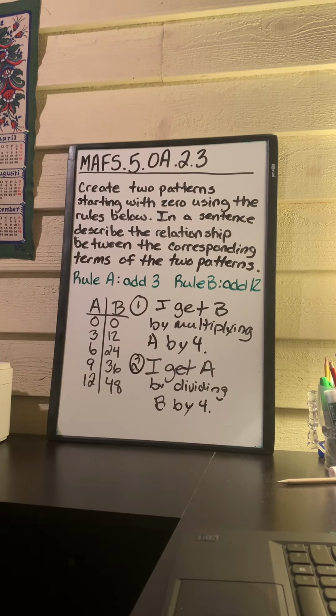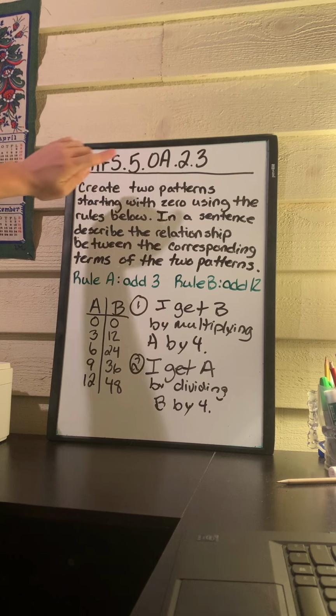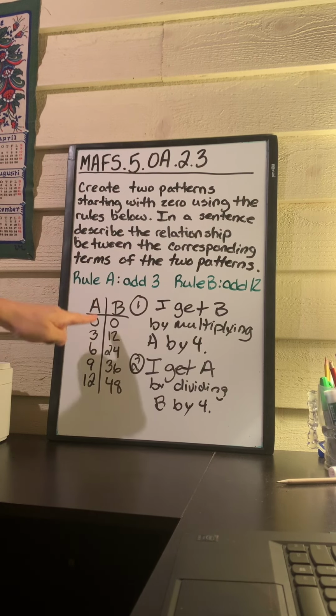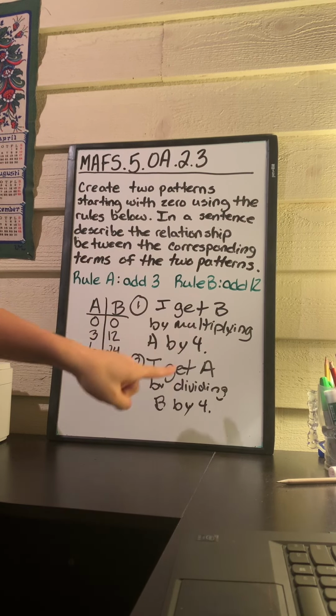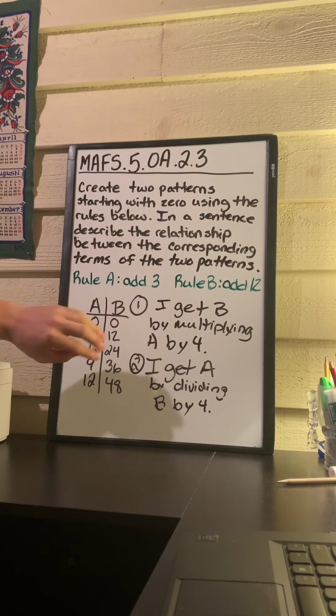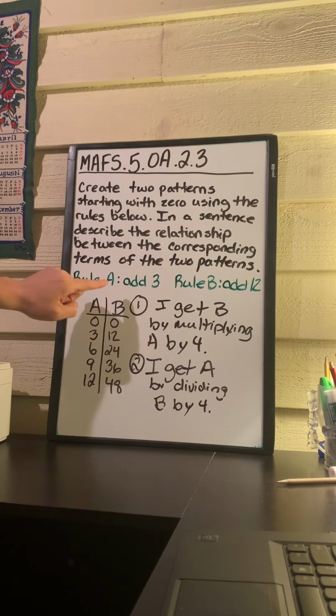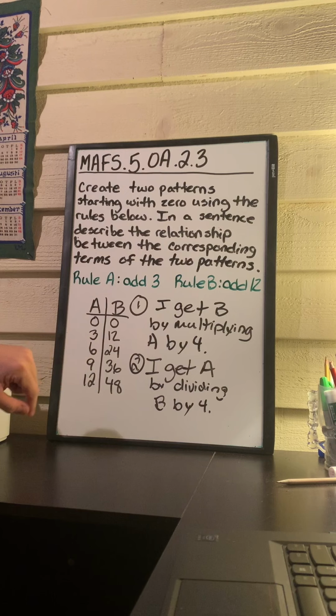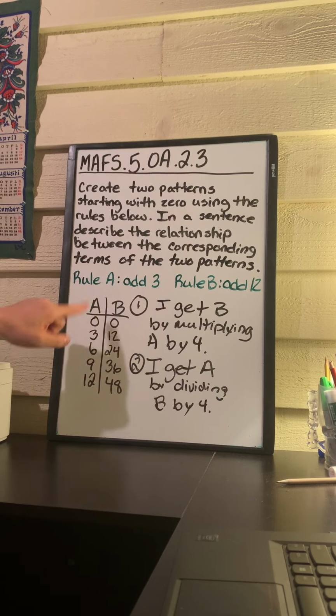In every single set of patterns we're going to go through, we'll have two relationships. So I'm going to go through this again. We created two patterns starting with 0 using the rules below. And in sentences, we describe the relationship between the two patterns. We get pattern B by multiplying A by 4, and we get pattern A by dividing B by 4.